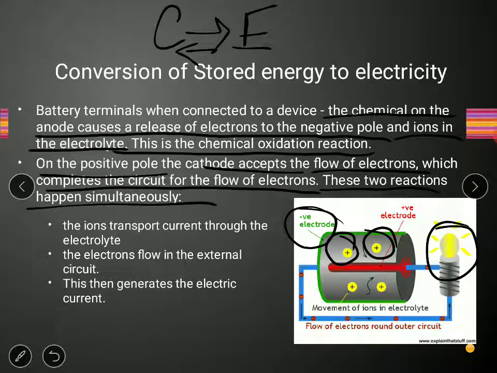Okay, what are the reactions? First is the ion transport through the electrolyte. This remains within the system, and the electron flow in the circuit. So electron flow in the circuit will actually generate the electricity. So this is something which is very brief. I think we have studied it in more detail in the chapter on batteries.